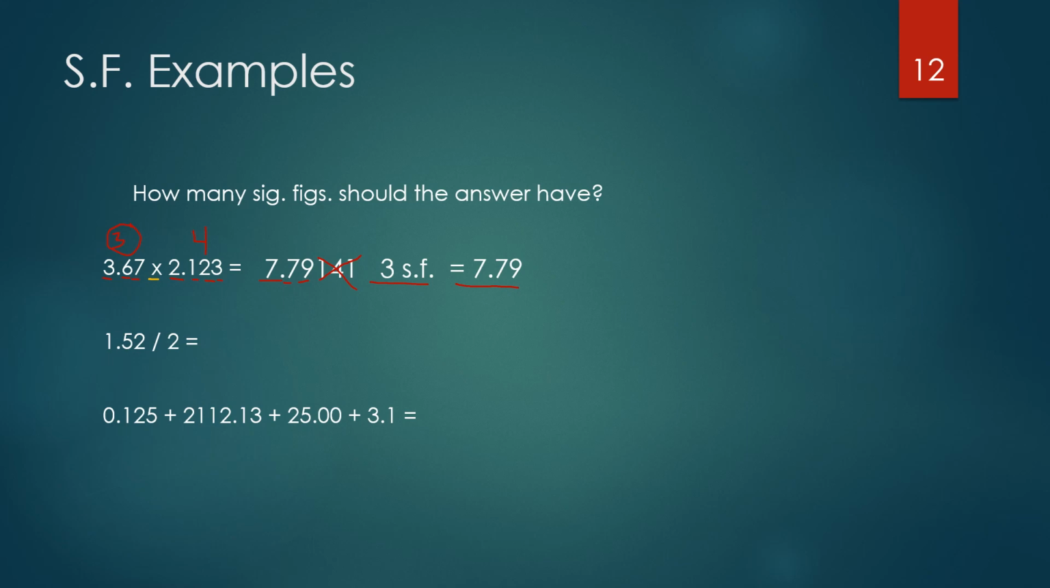So the next one, first thing we want to look at is what order of operation is being applied, and in this case it's division. So it's going to be the same rules as the multiplication one we just did. We're going to go ahead and count how many significant figures are in each number. We get a total of 3 for 1.52, and then we're dividing by 2, and that's just 1 significant figure. You pick the smaller of the two. In this case, 1 is smaller than 3. So we want our answer to just be one significant figure.